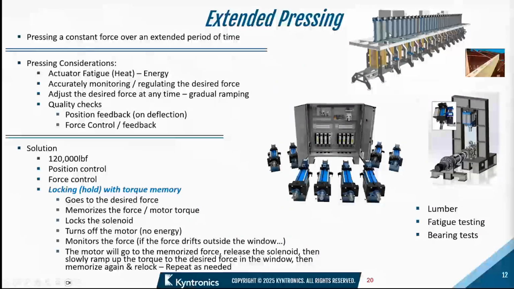There's 33 actuators up here, 60-ton actuators, and they're pressing a beam. For example, if you have several 2x6s with glue in between them, you're pressing that particular beam or making the beam, pressing that wood together. And it takes 30 minutes or so. So some of the considerations, actuator fatigue, energy, monitoring, force and position, quality checks, those sort of things. And I'm able to adjust the force on any actuator at any time to your desired profile.